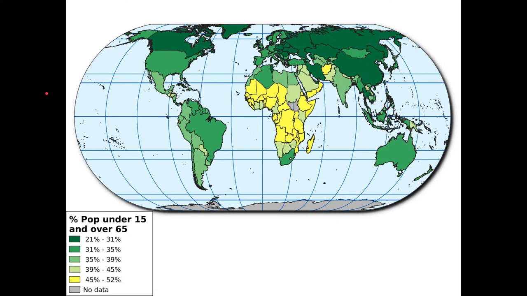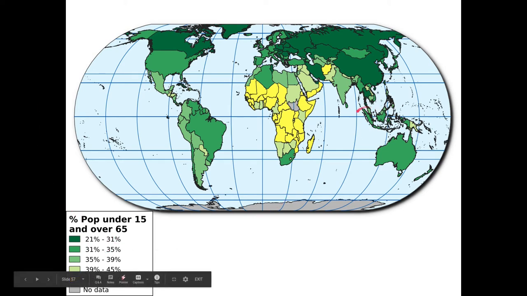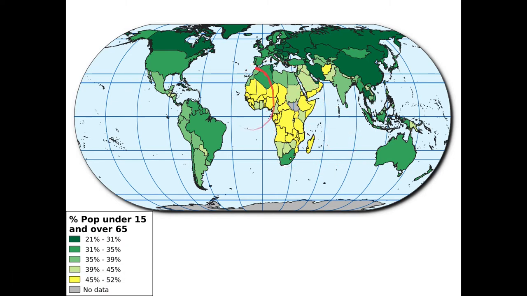This is the dependency ratio. This is the percentage of people under 15, so too young to be working, and over 65, too old to be working. So it's the number of people who require care divided by the total number of people in the population. Compared to the working population, about 50% of the population is either too young or too old.